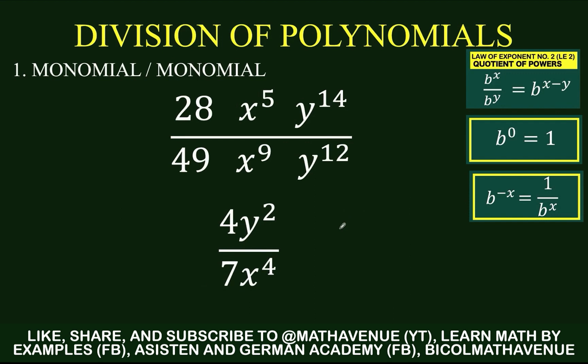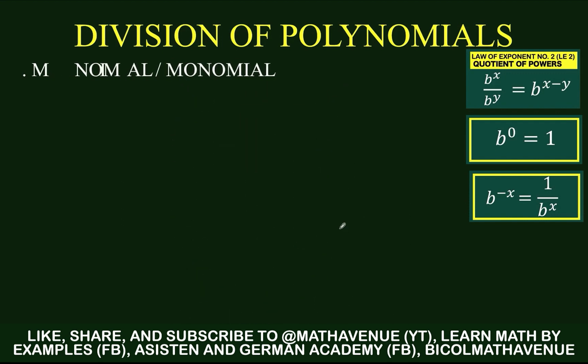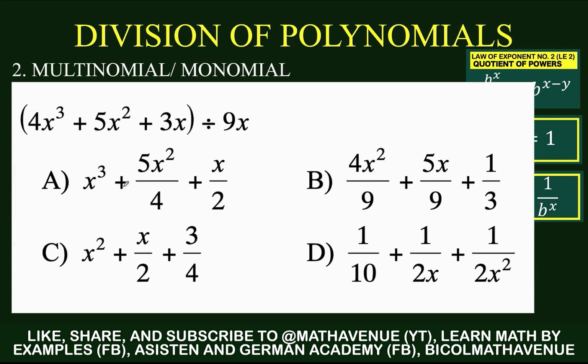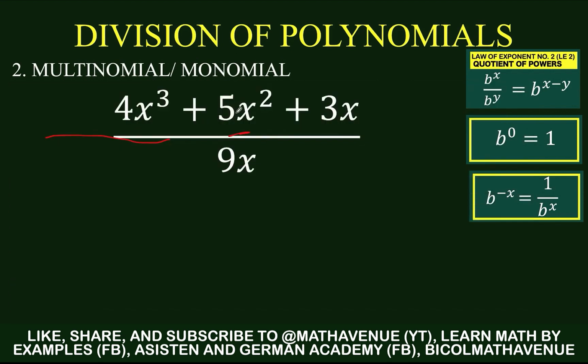Now let's take a case when we have a monomial divisor and a multinomial numerator. So let's say we have 4x to the 3rd plus 5x squared plus 3x all divided by 9x. So the numerator is a multinomial and the denominator here is a monomial. So how do we find the answer to this problem? Here, each one of these terms in the numerator will be divided by 9x. So think of this as distributing 1 over 9x to each of the terms in the numerator. And there are how many terms all in all in the numerator? We have 1, we have 2, we have 3. Always think of the plus or the minus sign as the separator of terms.